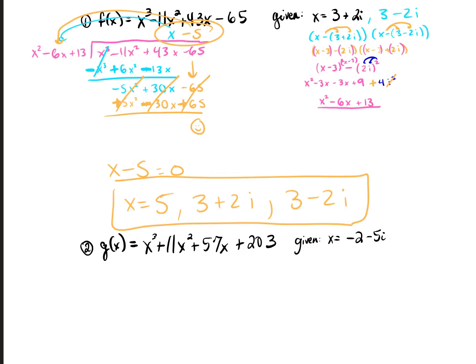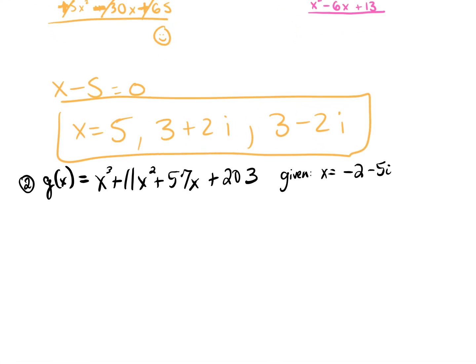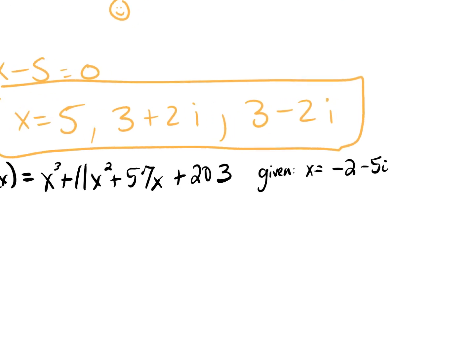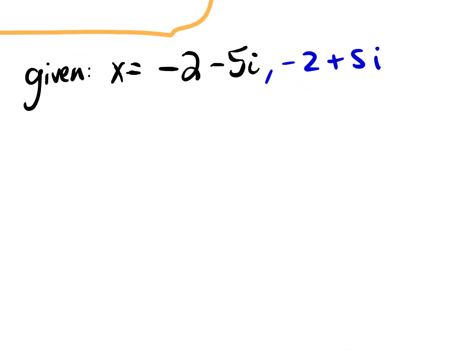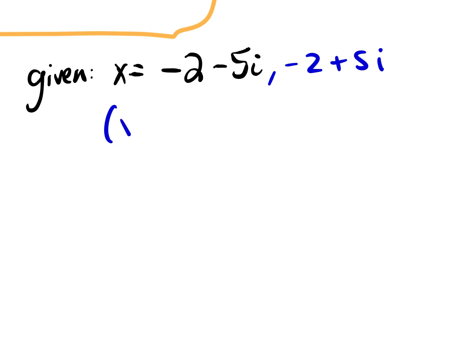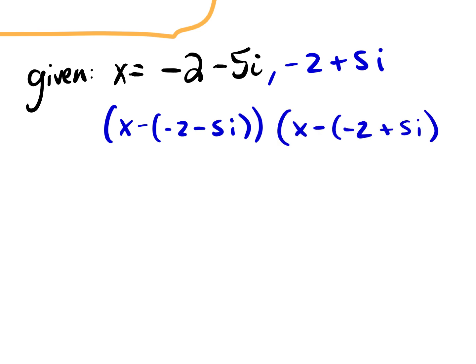So for these types, it gives us a 0, and we have to find the rest of them. So if I have negative 2 minus 5i is one of my zeros, what's another one? Negative 2 plus 5i. Awesome, negative 2 plus 5i. All right, so we want to put this into factored form. So I have x minus negative 2 minus 5i and x minus negative 2 plus 5i.